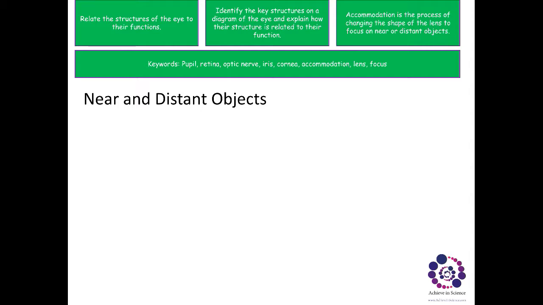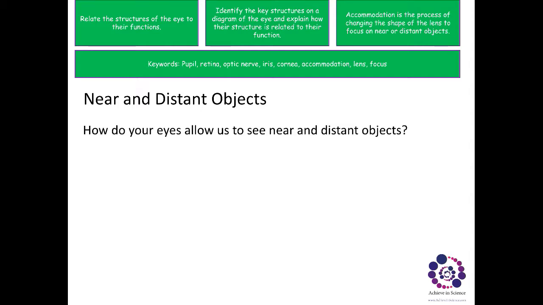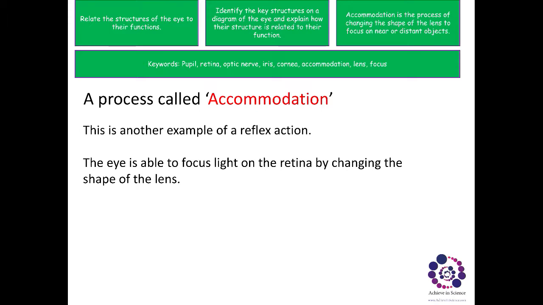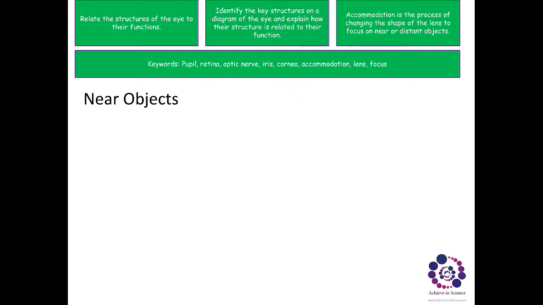The eye is also able to look at near and distant objects. So how does your eye allow us to see near and distant objects? This is through a process called accommodation. This again is another example of a reflex action. Your eye is able to focus light onto the retina by changing the shape of the lens.